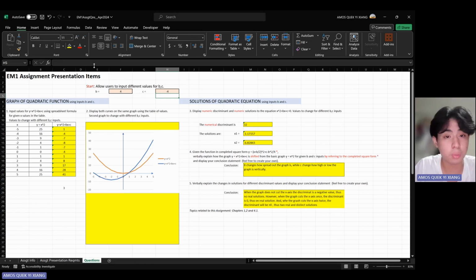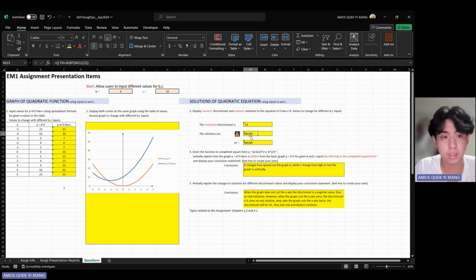So if I were to change the values now, let's say to 10, the graph is now above the x-axis and it's not touching or cutting the x-axis. So there are no real solutions. So as you can see, there's an error in the calculations.